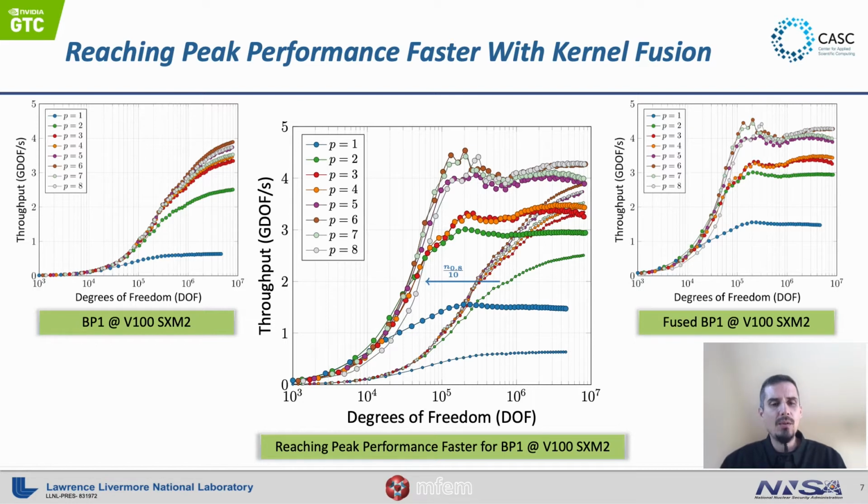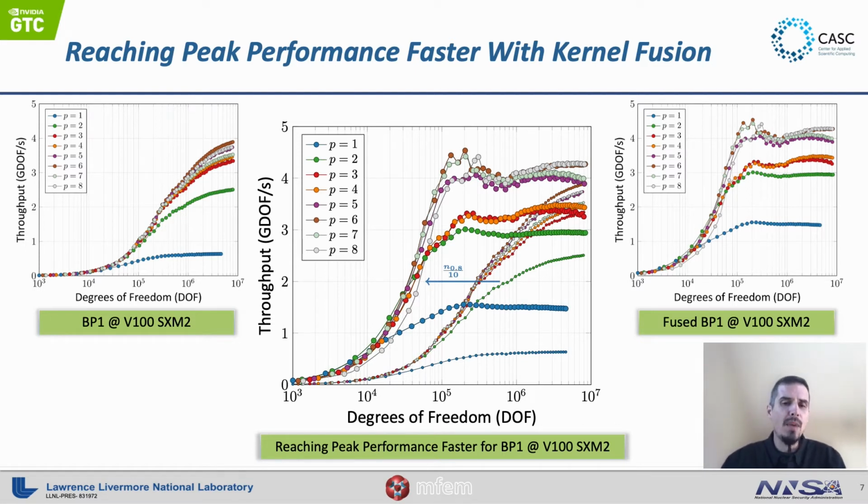On the right, you can find the benefit of applying full kernel fusion on this benchmark. For low order, you do reach a better throughput, and for higher orders, peak performance is roughly the same, but we can discover the shift to the left that we were looking for, which means reaching peak performance faster with kernel fusion. In the middle, you have the two plots combined to be able to measure this difference.